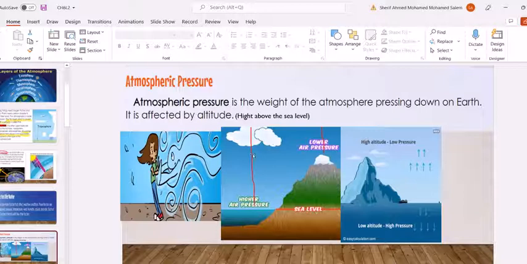Okay, so the lowland has a big amount of air above it. Look at the amount of air. It's bigger than the amount of air at the top of the mountain. Okay, so which one will be heavier? This one will be heavier than this one.